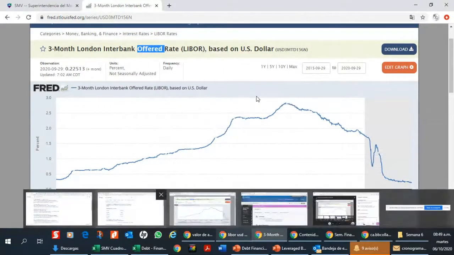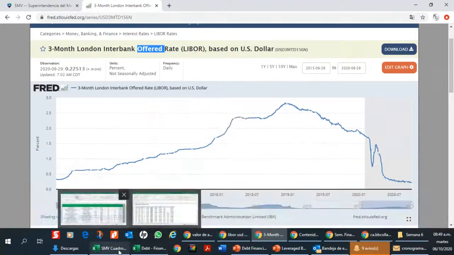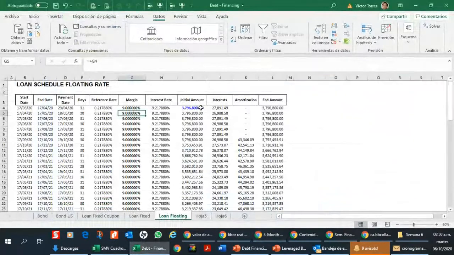But right now, as I was mentioning, several loans rely on this rate. And what occurs in our case is that these loans that we have over here are going to have a floating rate, with an interest rate, let me just correct that, that is being calculated as a sum of the reference rate plus the margin. So I have assumed a 9%.